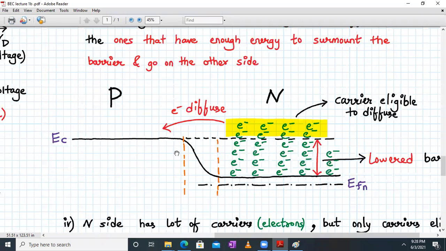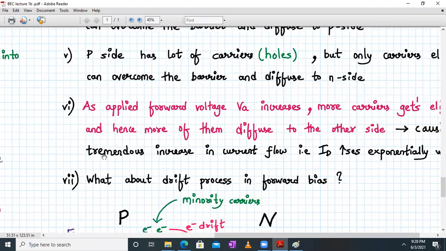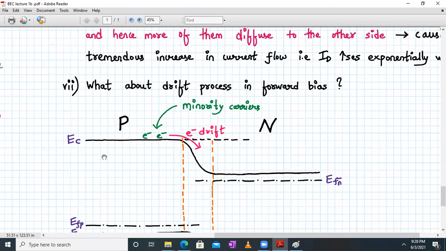Now, this was about the diffusion process. We saw that as we increase the external applied voltage VA, more and more carriers will be traveling onto the other side, which will lead to a very high diode current, an exponential increase in the diode current. But what about the drift process?